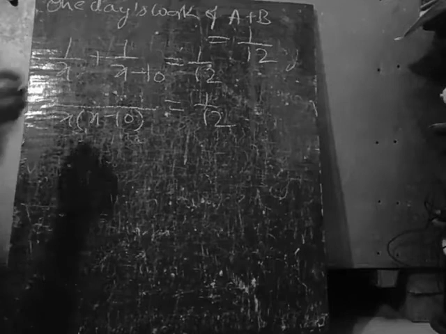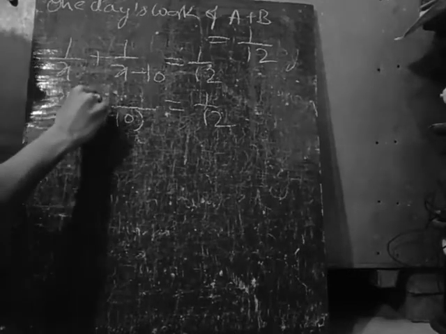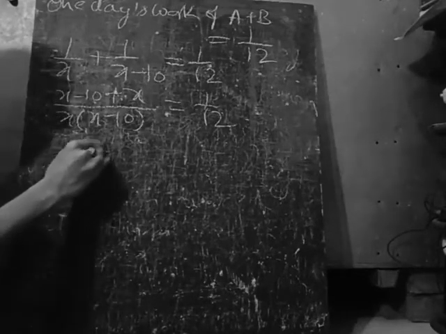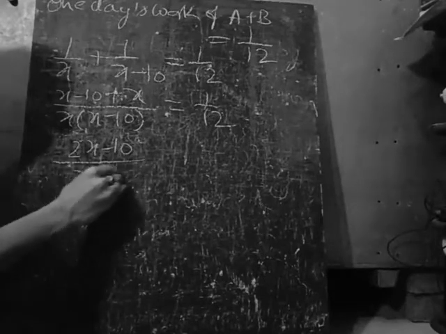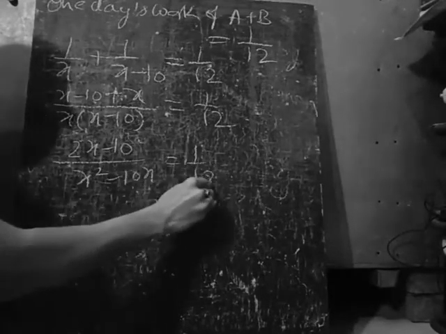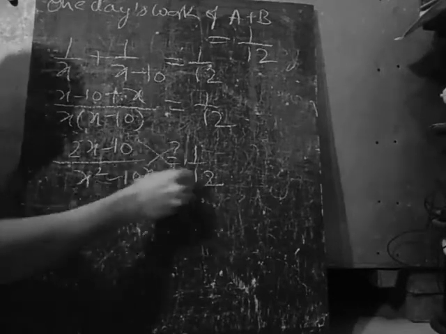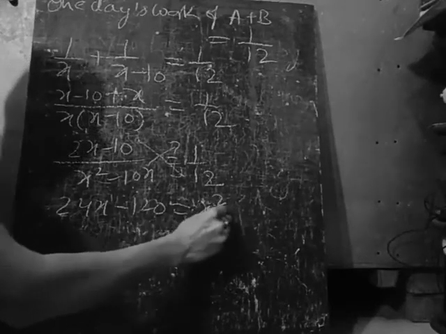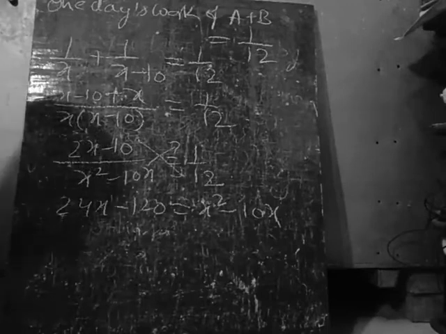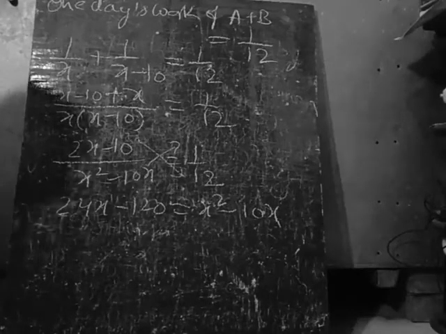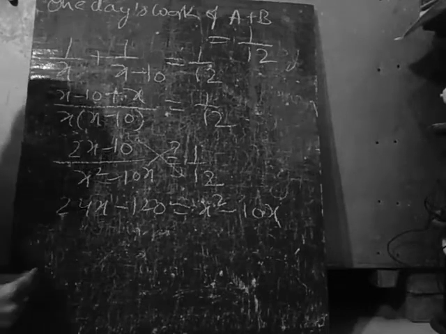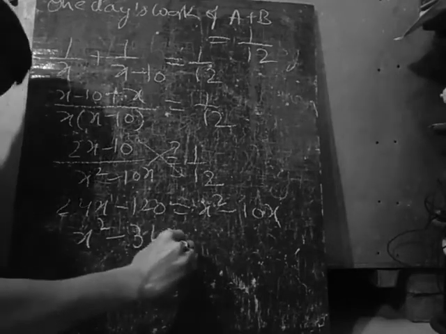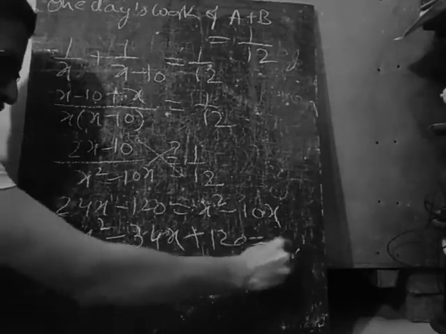See, here x and x, x minus 10 and x minus 10 combine, so we get 2x minus 10 upon x square minus 10x equal to 1 upon 12. Cross multiply: 12 times 2x minus 120 equal to x square minus 10x. Now we simplify this to get the equation x square minus 34x plus 120 equal to 0.